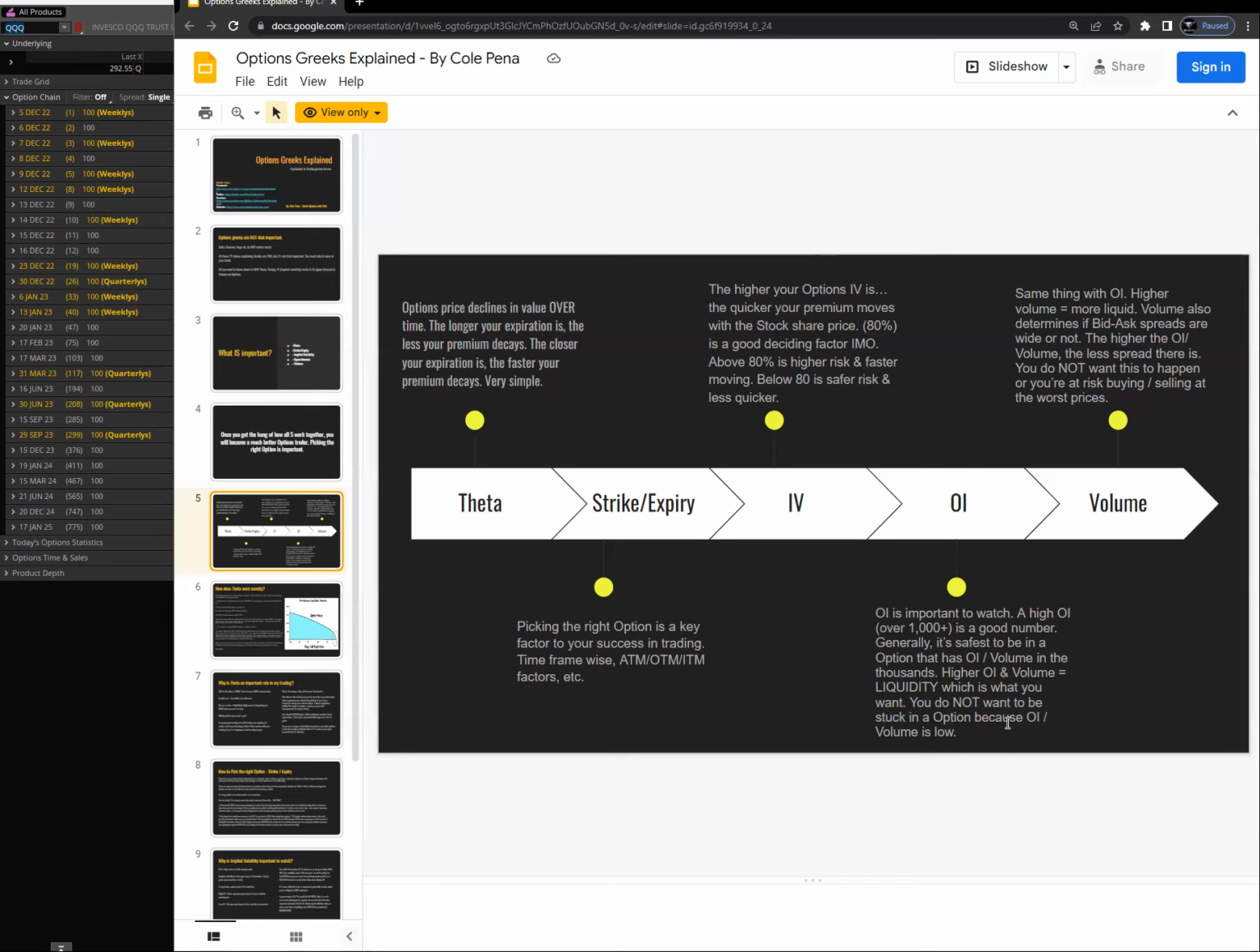Next up is volume. Same thing with open interest: higher volume equals more liquid. Volume also determines if bid and ask spreads are wide or not. The higher the IV and volume are, the less spread there is on the option. You do not want wide spreads because you're at risk of buying at the worst prices. So volume affects bid and ask, and open interest pretty much affects liquidity.